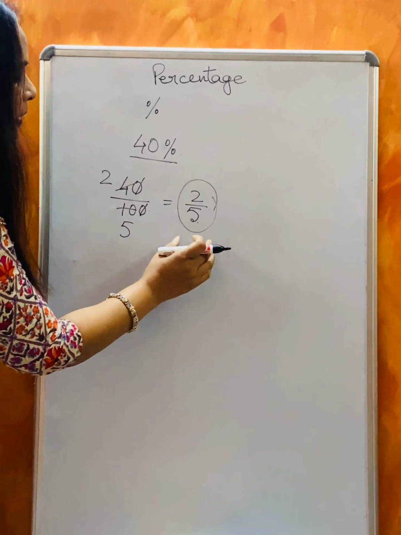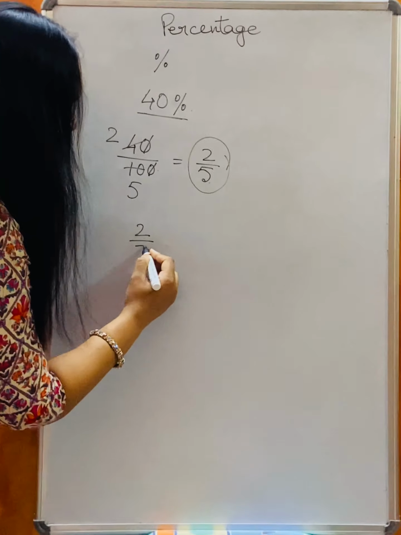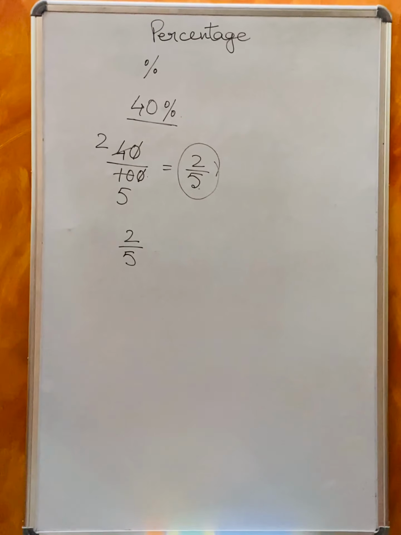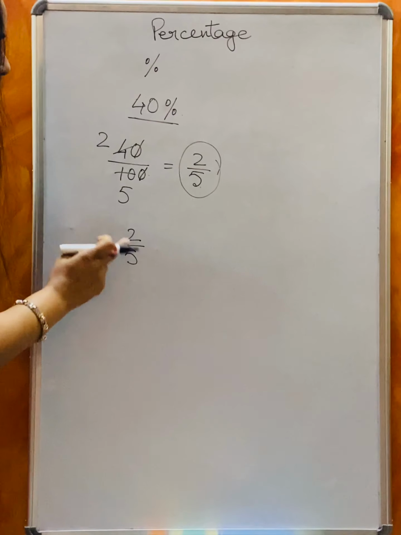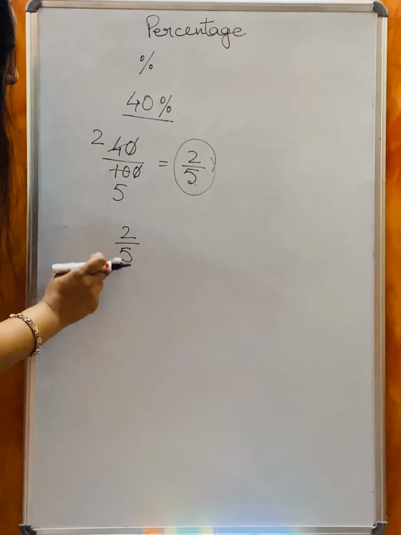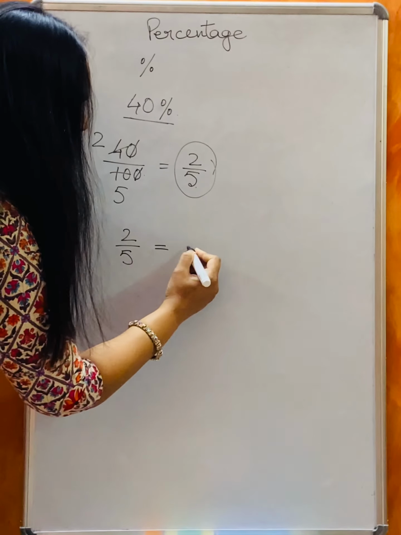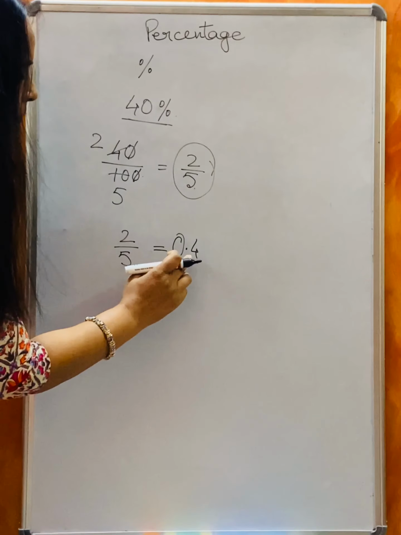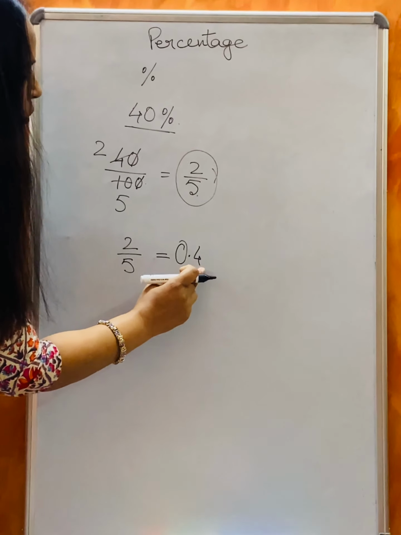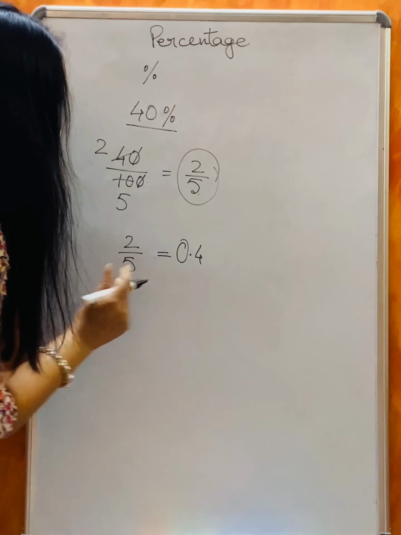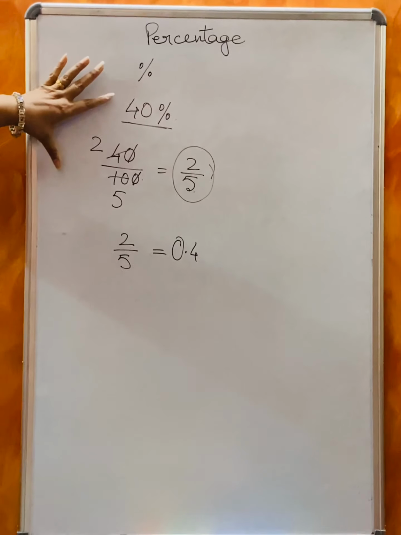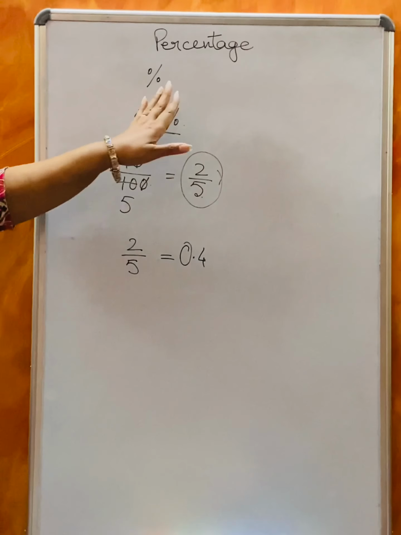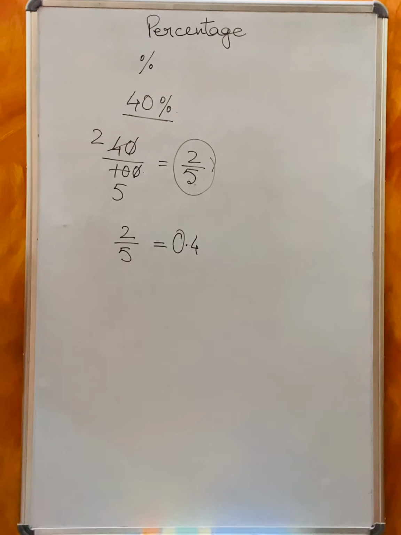Now how can we convert this 2 by 5 into a decimal? To convert 2 by 5 into a decimal, we divide the numerator by the denominator, that is 2 by 5, and we get 0.4. The point is the decimal and 4 is at the tenths place. So you can very clearly see that percentages, fractions and decimals are interrelated to each other.